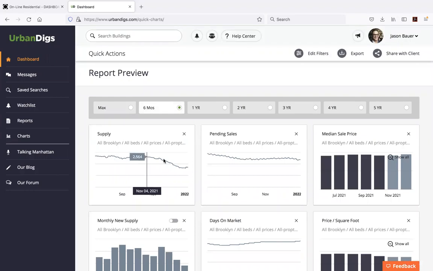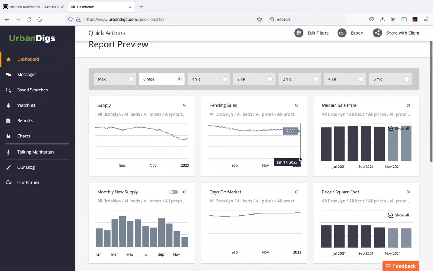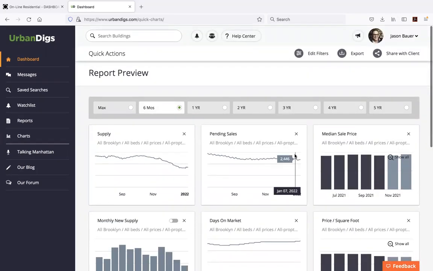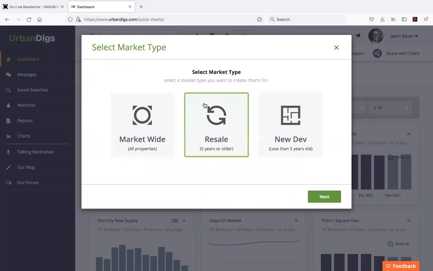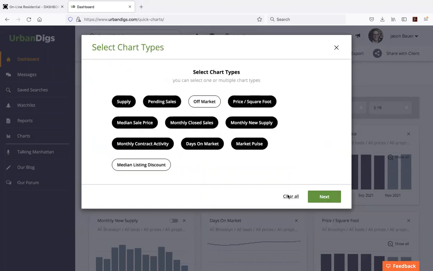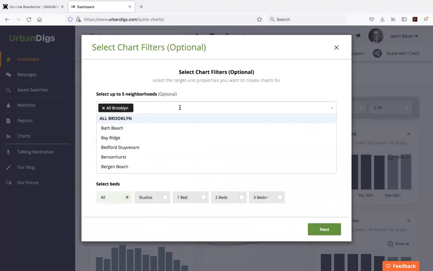Supply has gone down significantly. Pending sales have gone down significantly. Again, here I'm looking at all of Brooklyn. Again, we can always change that. You can edit the filters. Edit settings, Brooklyn, resale. Next, let's say we just want to do Williamsburg.